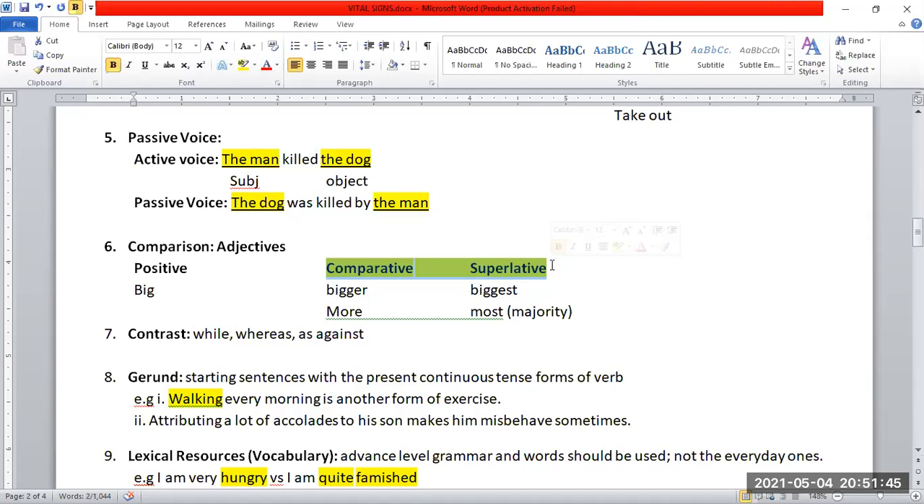Once you get to the point where you can begin to compare, whether in the comparative sense or superlative sense, it's obvious that you are not a rookie in IELTS. You are an advanced level user. So that is what is expected.